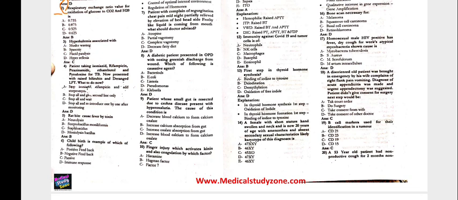Question number 4, the patient taking isoniazid, rifampicin, pyrazinamide, ethambutol and pyridoxine for TB now presented with raised bilirubin and deranged LFTs. What to do now? Stop all and reintroduce one by one after monitoring.